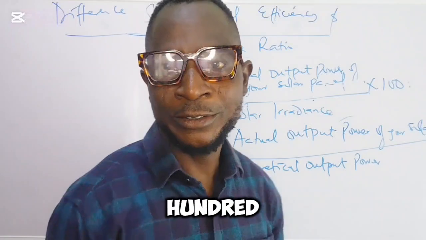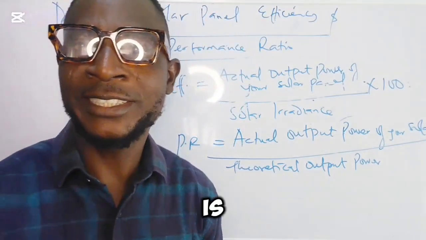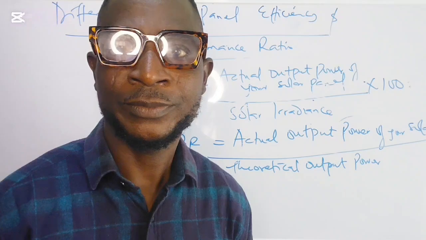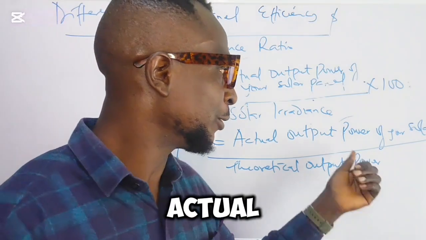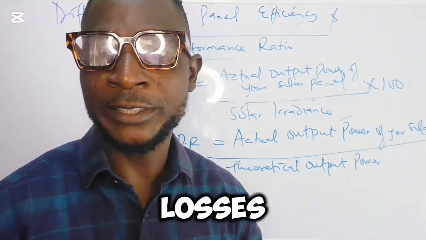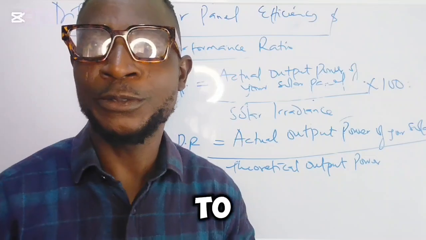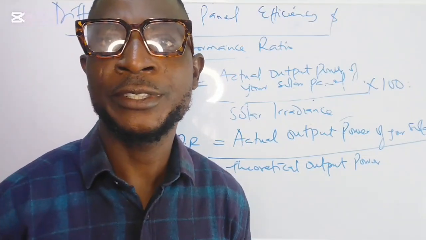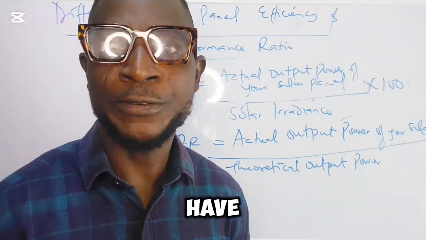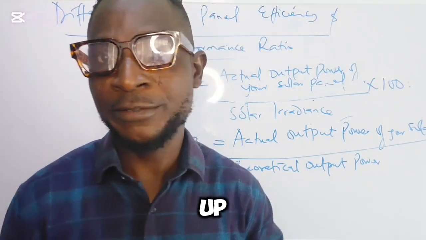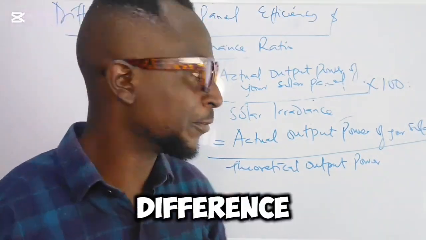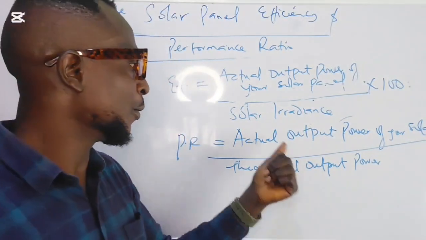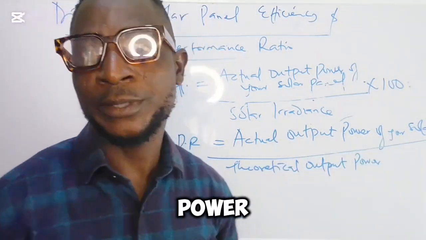You have 300 watt. 300 watt is the theoretical output power. It is not the actual output power. There will be losses. Some losses due to dust, some losses along cables, what have you. So by the time you sum up everything together, the difference between the theoretical output power and the losses will give you the actual output power.